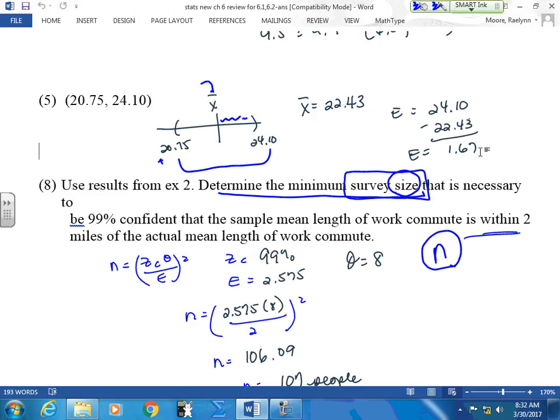If you notice, we don't use this for the t. We only use this for the z. I want to be 99% confident. Make sure you put this number into here, not 99%.